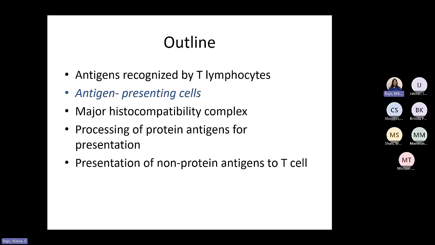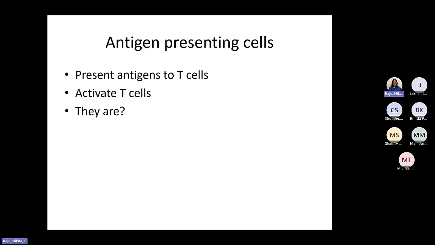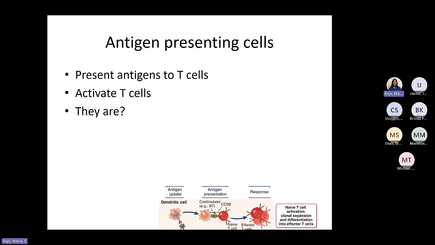Talking about antigen-presenting cells, so we know what kind of antigens these T cells are going to be looking for, but those antigens have to be presented to them by these APCs. So what are these APCs? They present antigens to the T cells and then activate the T cells. So which ones are these?